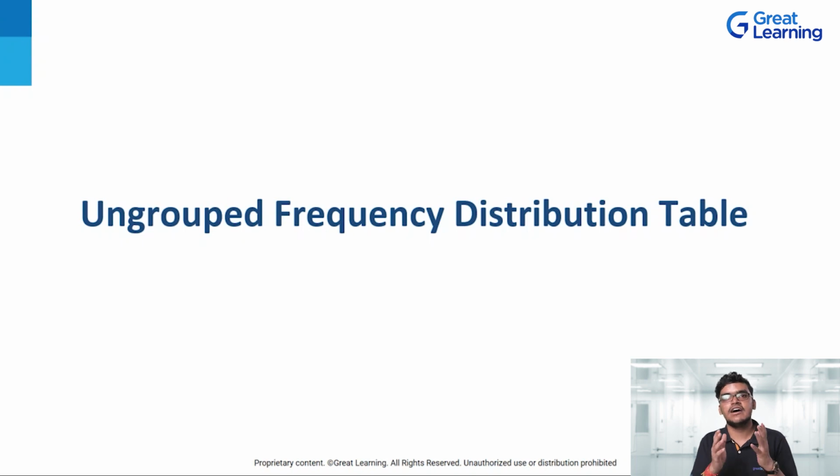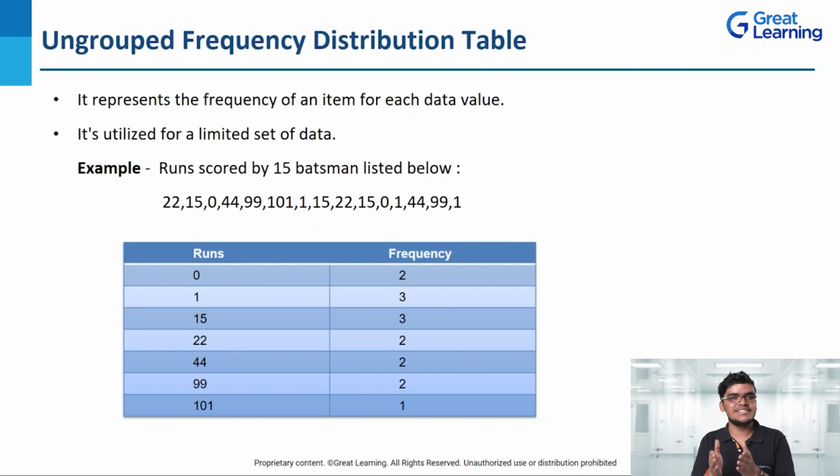The first one is the ungrouped frequency distribution table. We have already discussed it. I gave you the example of balls and the example of 700 automobiles. That was nothing but an ungrouped frequency distribution table. Here we do not have any class interval. It represents the frequency of an item for each data value.